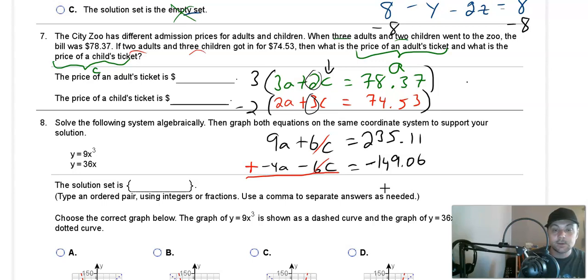Now I can add these 2 equations together and know that the C's are going to cancel out. So I get a variable to cancel out. So I'll get 5A, right? 9A minus 4A is 5A, equals, I'm going to subtract these. Let's see if I can do this without a calculator.